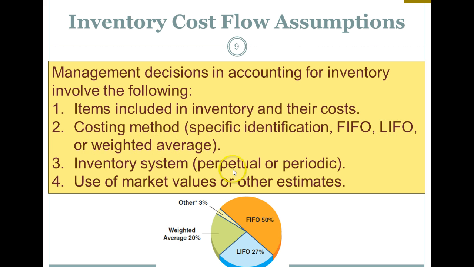And is your system a perpetual or periodic? Periodic is physical, where you're actually going out and counting at a certain time. Here, a computer is maintaining your balance on an ongoing basis. And then another component is using market values or some other estimates.